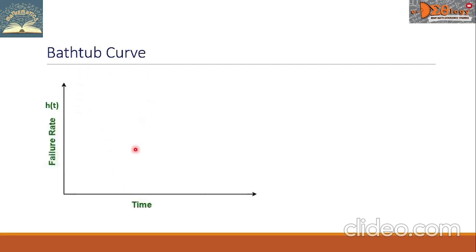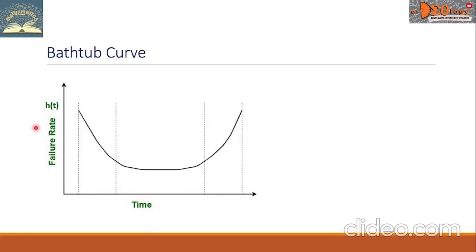Let us discuss the bathtub curve. We have an x and y axis. Our x-axis corresponds to time, and the y-axis corresponds to the failure rate, or the h of t. This is the bathtub curve. This is divided into 3 parts. The first part here is what we call infant mortality. The second part, or the middle part, is what we call the normal life. And the last part is what we call wear out period.